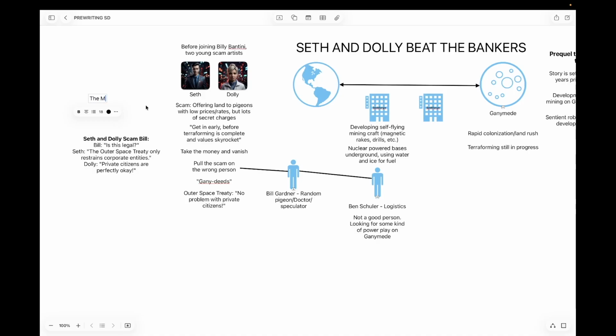Actually, The Man Who Sold the Moon. I might have to read that so I can make sure I get it right, or don't rip it off. I don't want it to be so similar that it just becomes like you just ripped that off. So The Man Who Sold the Moon by Heinlein, read it. All right, anyway. So that's the scene there that we want to have.